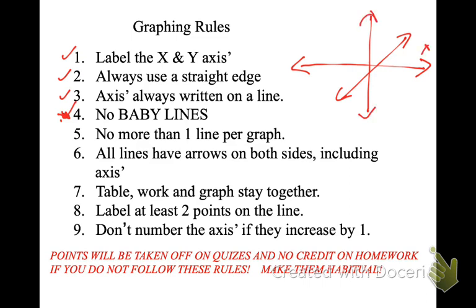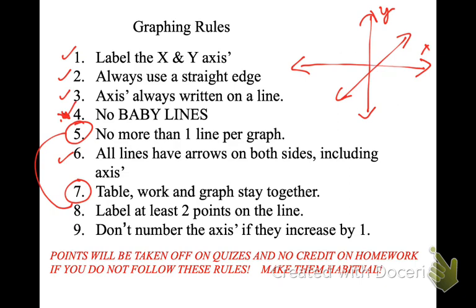If your x-axis and y-axis don't have arrows, it's minus a point. Got it? The other thing is number 5 and 7 kind of go together. I don't want to see, I put 3 lines, number 1, number 2, and number 3 are on the same graph. Do you understand? Yes.